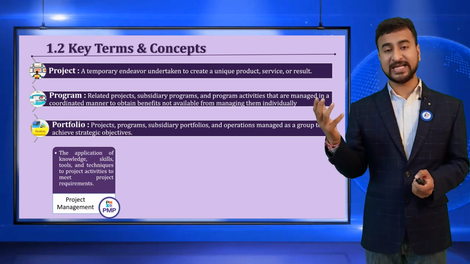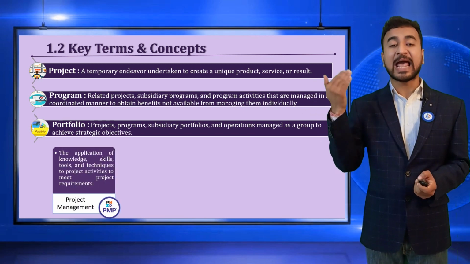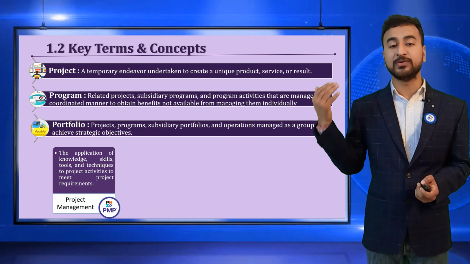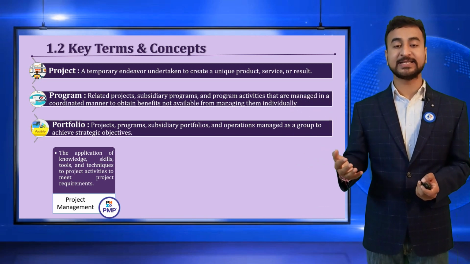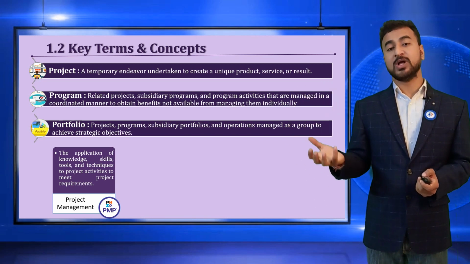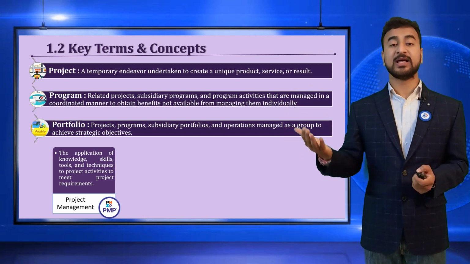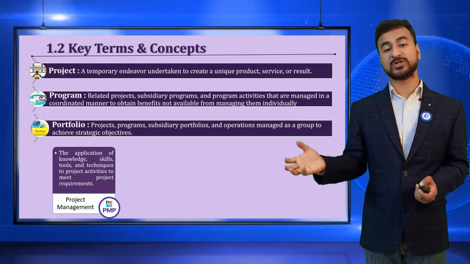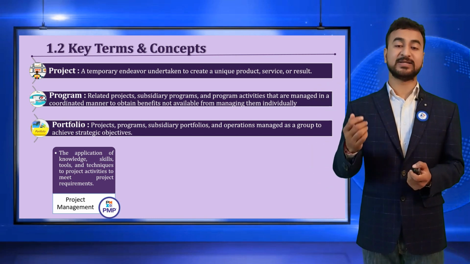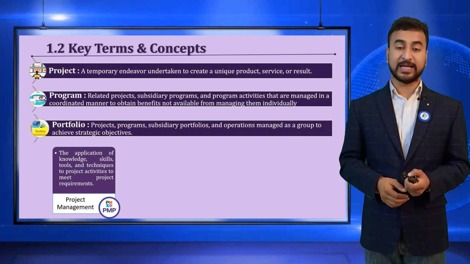Now, project management. Project management is the application of knowledge, skills, tools and techniques to achieve the project objective. Now, there are theories and so many tools and techniques available, but until and unless I utilize them to achieve my project requirement, I cannot term it project management. So that is project management.